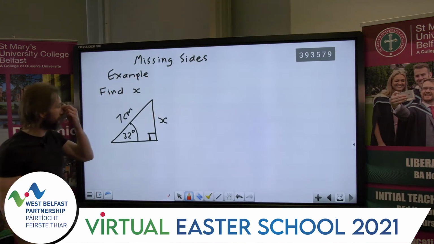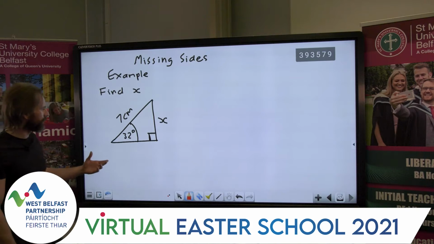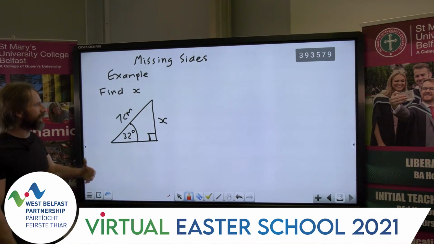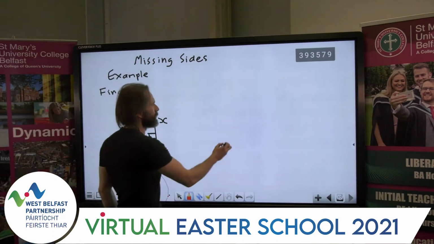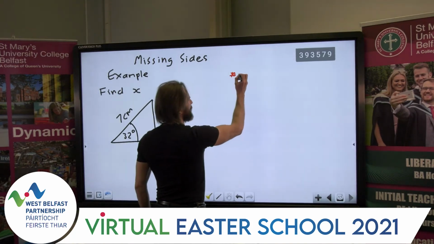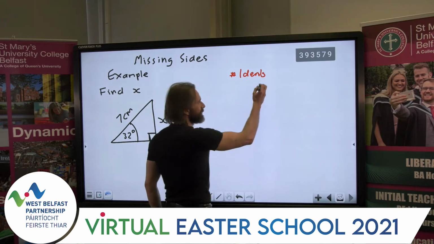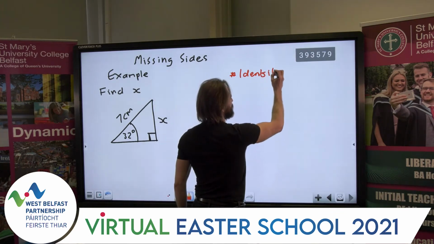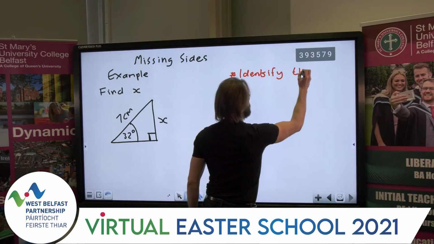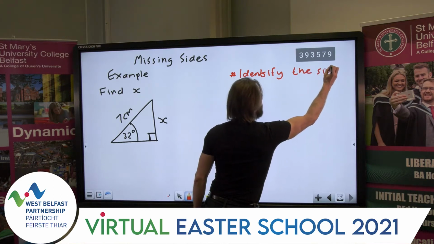So this is our first example in trying to find a missing side in a right angled triangle using trigonometry. We have enough information here to find the side. There's a couple of steps with any trig question, and the first one is to identify the sides we're working with. You don't necessarily need to identify all three sides, but you need to identify the sides we're working with.